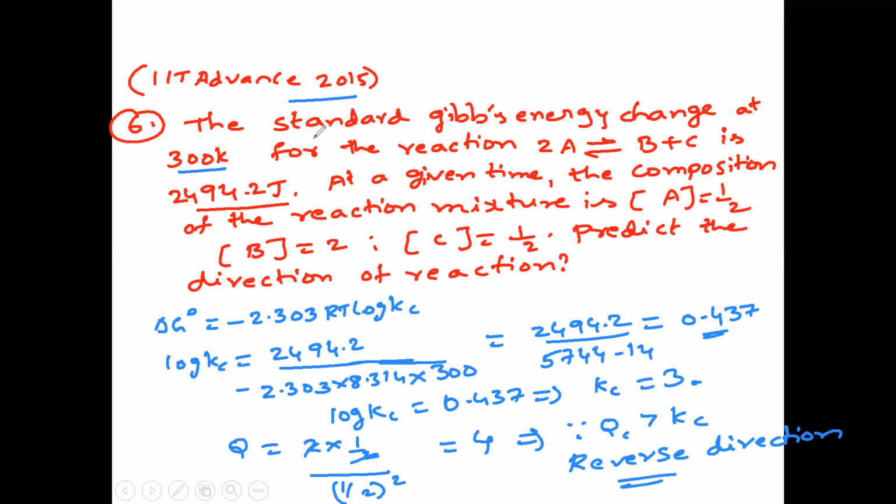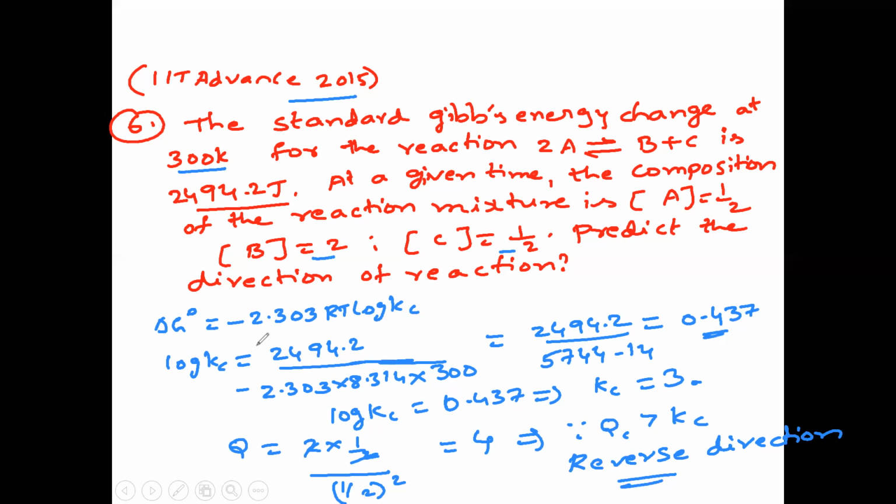What they have given is the standard Gibbs energy change at 300 kelvins for the reaction 2A gives B plus C is 2494.2 joules. At a given time, the composition of the reaction mixture is concentration of A is 1 by 2, concentration of B is 2, concentration of C is 1 by 2. Predict the direction of the reaction, whether it is forward, backward, or at equilibrium.